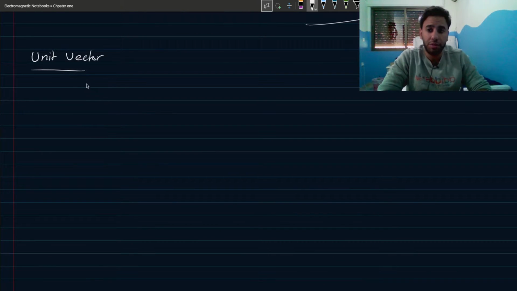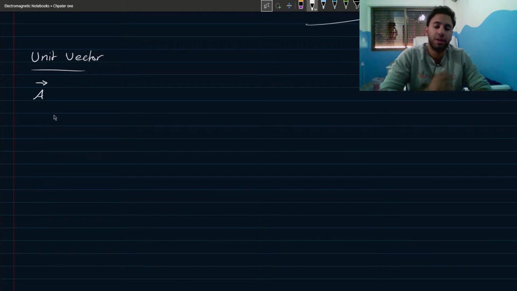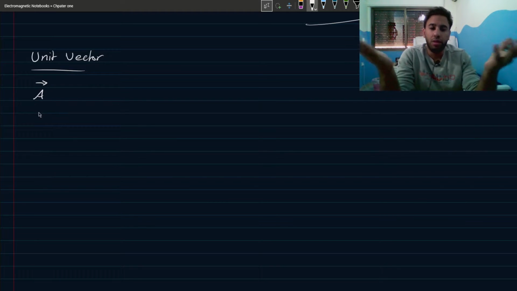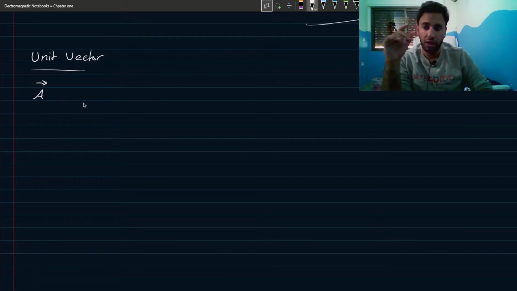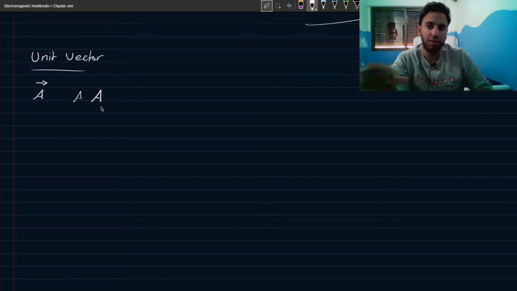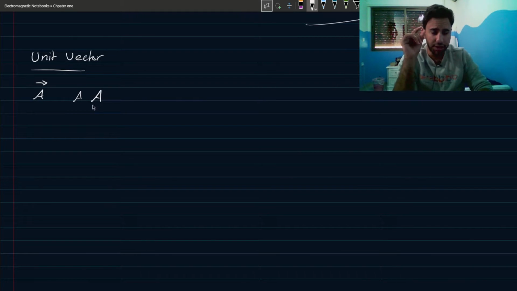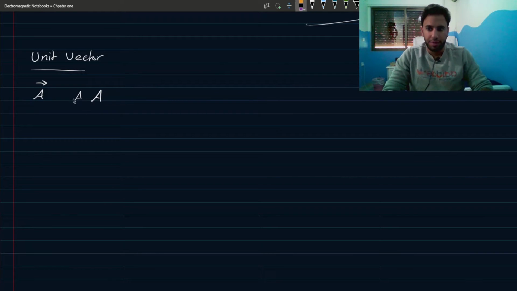Now, mathematically, we represent the vector by a letter that will symbolize the vector, and a small arrow on top of that letter. The arrow will tell us it is a vector. Without the arrow, it could be a scalar. We don't know, but it's not a vector. In some books, they do a normal A for a scalar and a bold A for a vector, but I'll do the arrow symbol because it's easier to write on paper.